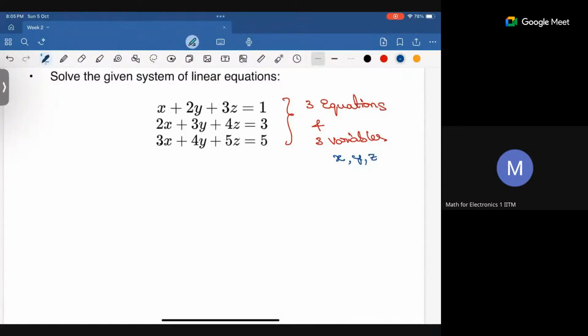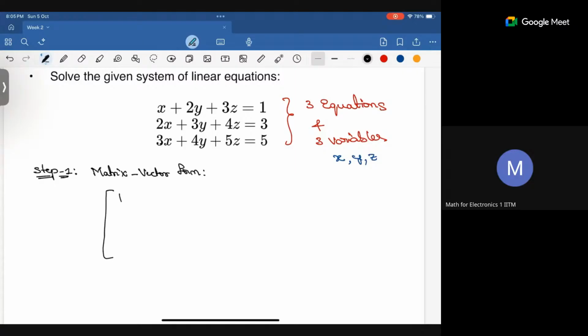All right, so the very first step should always be this, we have discussed, right? Step 1 should always be writing the given system of linear equations in matrix vector form. So the matrix vector form of the above system of linear equations will be this.